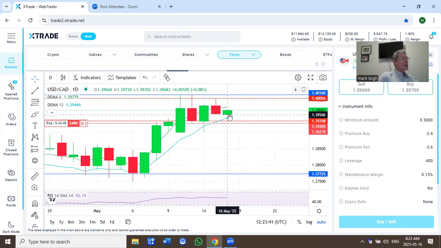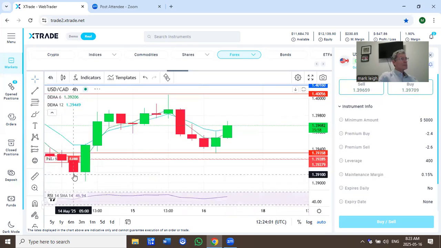Sellers did try lower on the daily. You can see that there's the support, but going into the US session, US is trying to fight its way back, sitting right now at 139.68, and buyers will be looking to come up and test the 140 level.